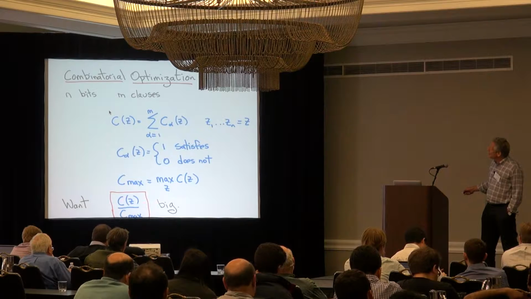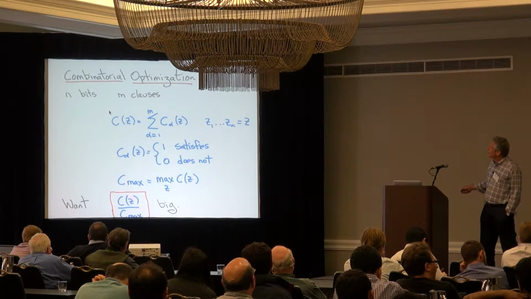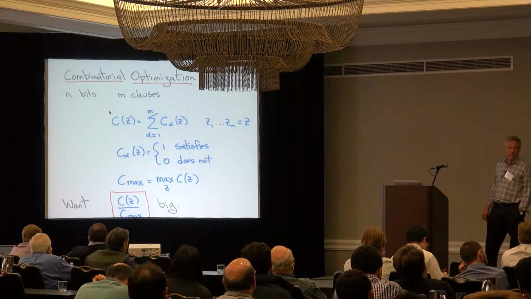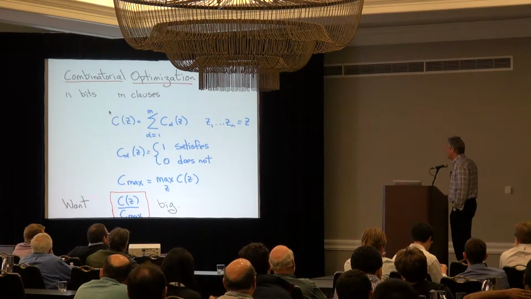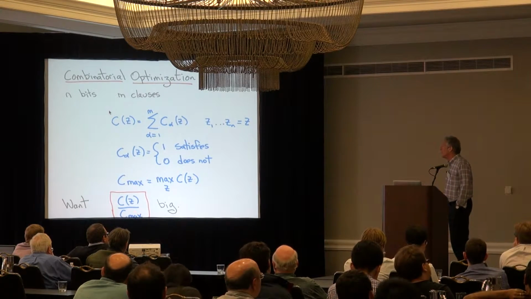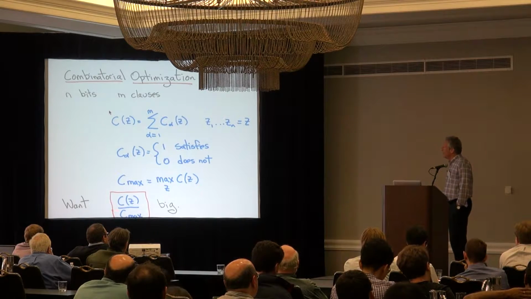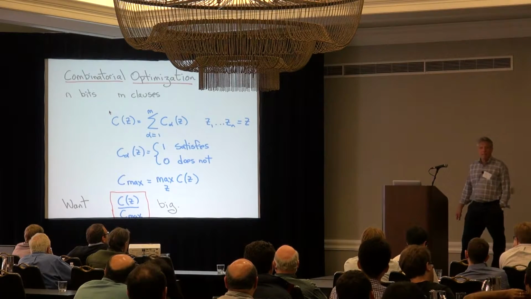And since I'm interested in this ratio, you see, if we talked about minimum, this really wouldn't work too well if the minimum was 0. So when we talk about optimization, approximation ratios, we really want to talk about maximum. Now, what we want to do is we want to make that big.